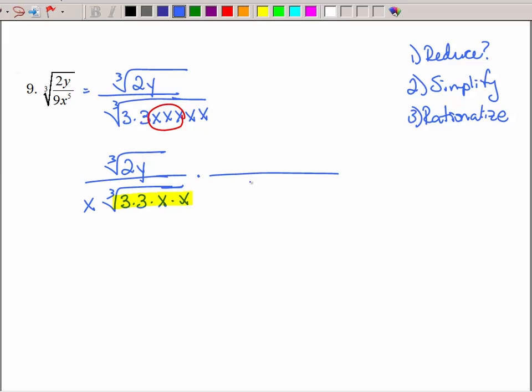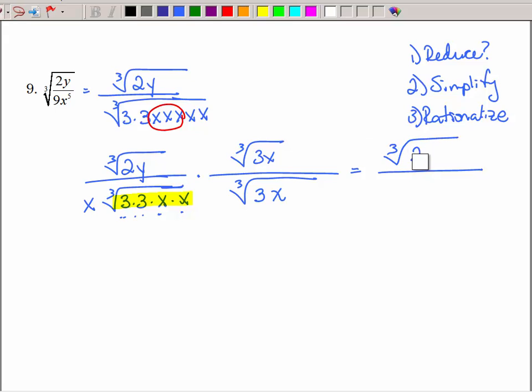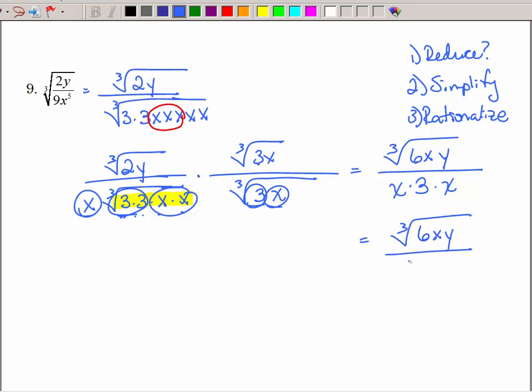So let's look at that. So I'm going to multiply by, I have 1, 2, 3, 1, 2, I need a third 3, 1, 2 x's, I need another x. So that's what I need to multiply by. So that gives me on top the cube root of not 2. Let's go ahead and multiply that together. What do I have? 2 times 3 is 6 times x times y. And on the bottom I have this x multiplied by a 3 multiplied by another x. So just to write that a little bit nicer, that's 3 x times x is x squared.